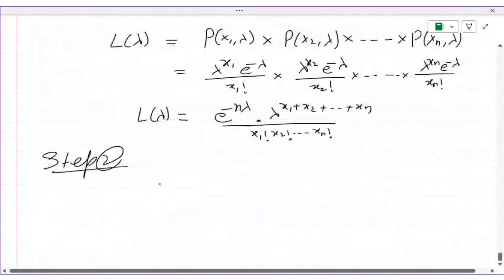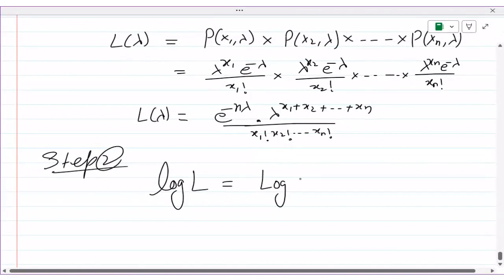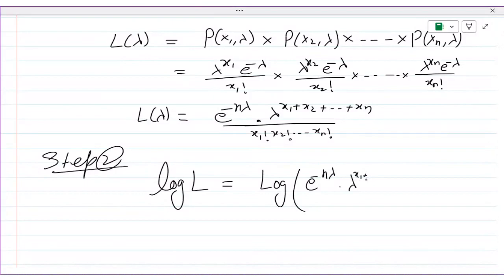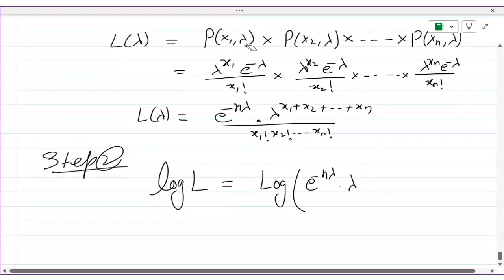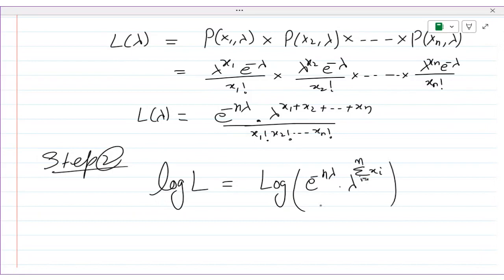So log of L is equal to log of e power minus n lambda into lambda power x1 plus x2 and so on, so we can write this as lambda power sum of xi's, I varying from 1 to n, divided by the product of xi's factorial, so x1 factorial up to xn factorial. So any doubt, students, in this? Okay.